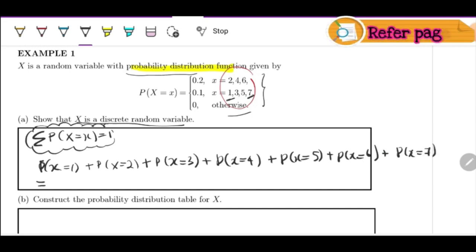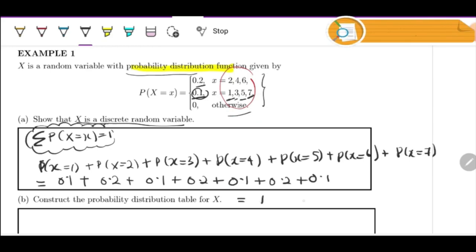When x equals 1, the probability is 0.1. When x equals 2, the probability is 0.2. When x equals 3, the probability is 0.1. When x equals 4, the probability is 0.2. When x equals 5, the probability is 0.1. When x equals 6, the probability is 0.2. And the last one, when x equals 7, the probability is 0.1. So, we add up all the probabilities and the answer must equal 1. This is how to show the function is a discrete random variable.